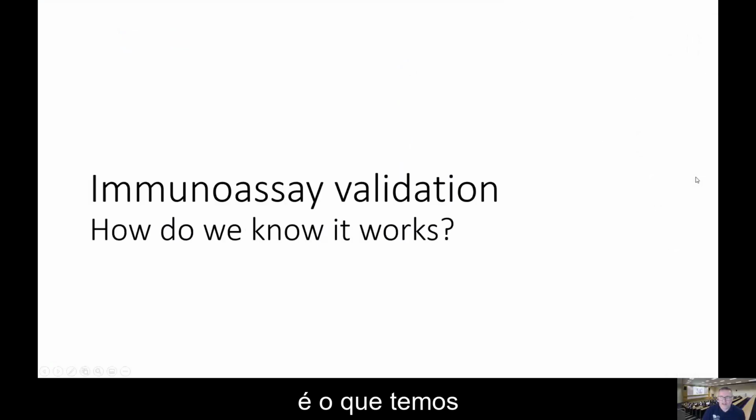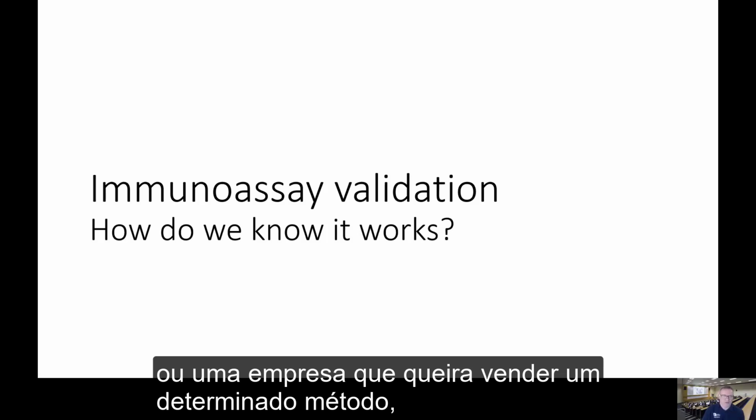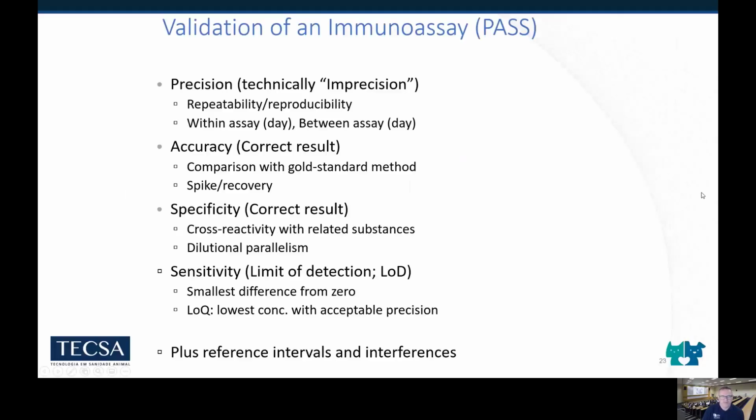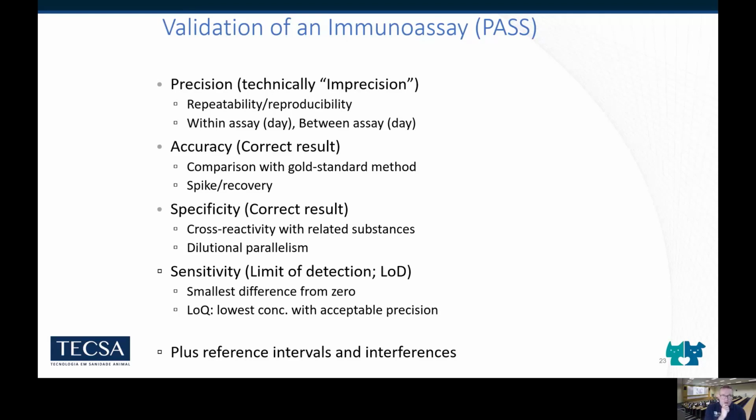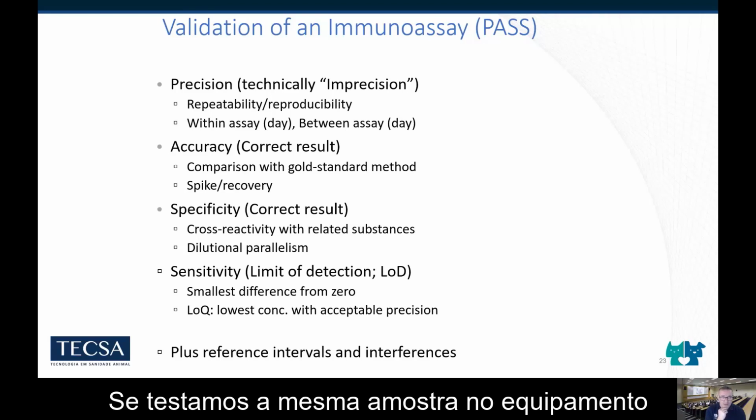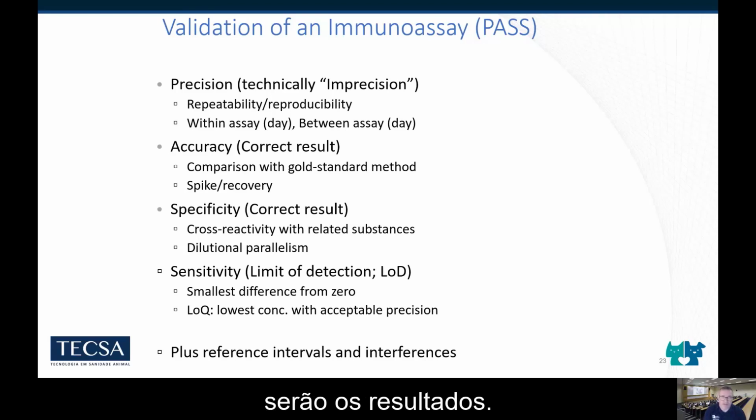So when we're sticking with immunoassay, how would we know that the method that's being used by a particular lab, or a company that wants to sell a lab a particular method, works? So theoretically, that should go through an analytical validation process. And that validation process would include some of these elements here. One of which, the first one, precision, that is the repeatability. If we put the same sample through the equipment multiple times, how close will the results be? Accuracy, how true are the results that we're getting?